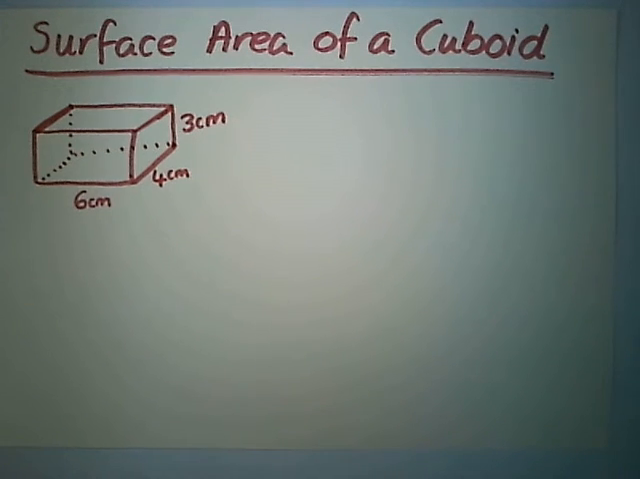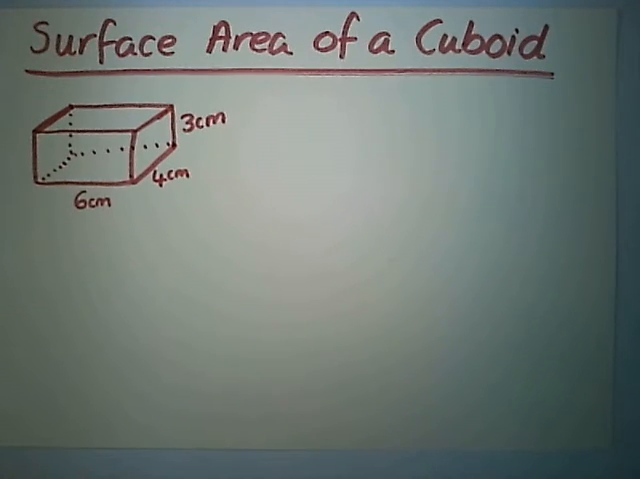Okay, this is a quick video just to explain how to find the surface area of a cuboid. So a cuboid is like a box shape with rectangular faces. If all 6 faces are square, we would call that a cube. And if you're ever trying to find the surface area of a cube, you would just have to find the area of one face and multiply it by 6, because all 6 faces would be exactly the same.